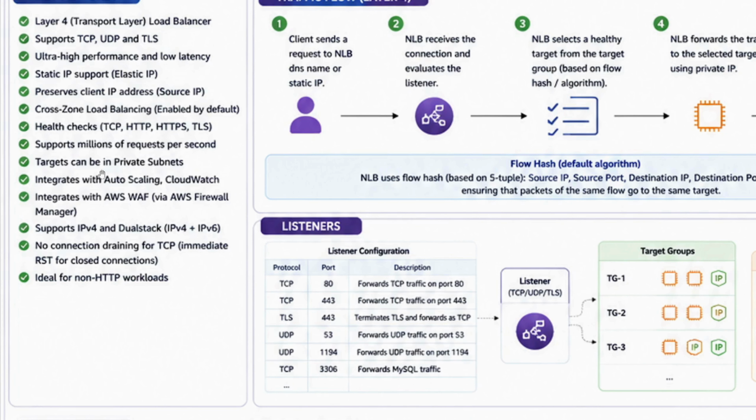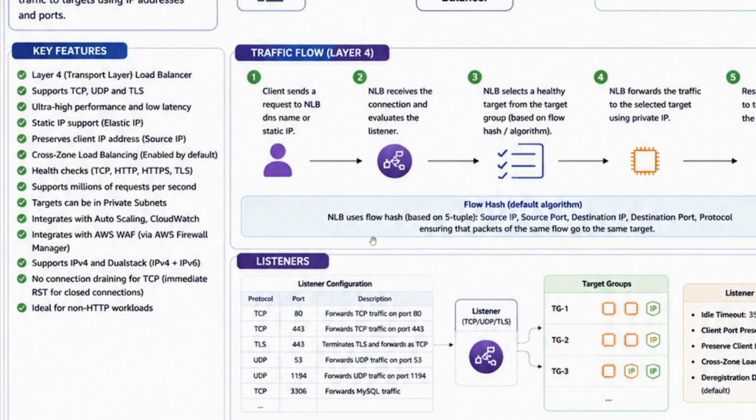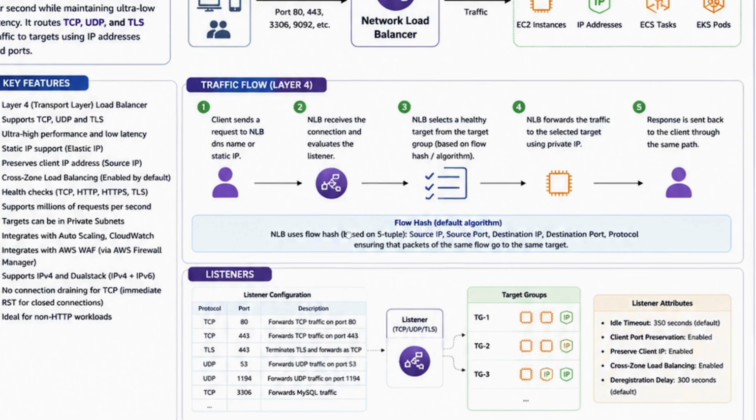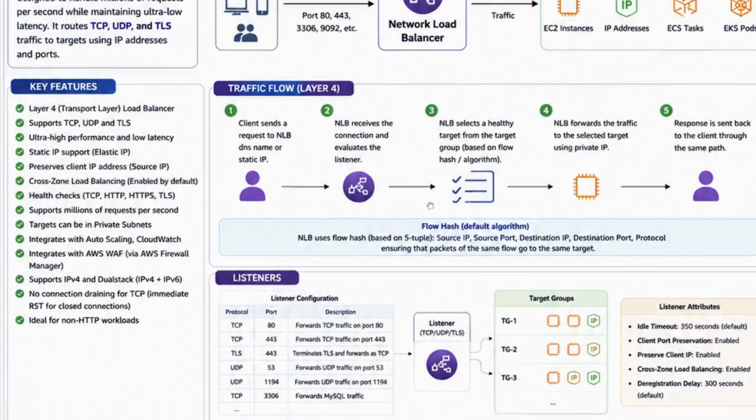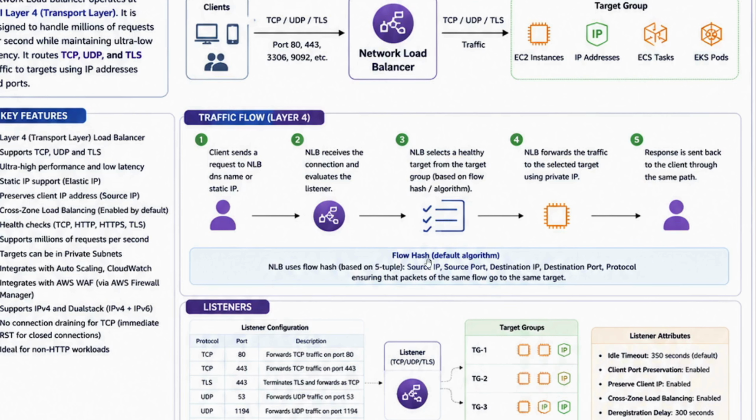It integrates with auto scaling and CloudWatch, whatever you have in the target groups, and it also integrates with AWS WAF. It is ideal for non-HTTP workloads. It is not ideal for HTTP workloads. For HTTP workloads, you always go for the application load balancer, as we have to process the header and all those stuff. As far as the network load balancer is concerned, the use cases would be databases, Redis, Kafka, and all those kinds of services that you can target with the network load balancer.